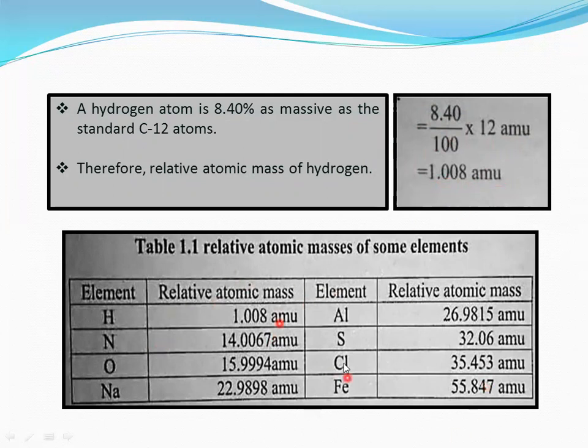1.008 amu. Here we presented some common elements and their relative atomic masses: hydrogen 1 amu, nitrogen 14 amu, oxygen 15.99, means 16 amu, sodium 22.9989, means 23 amu, aluminium 26.9, is 27 amu, sulfur 32 amu, chlorine 35.45, means 35.5 amu, and iron 55.84, means 56 amu.